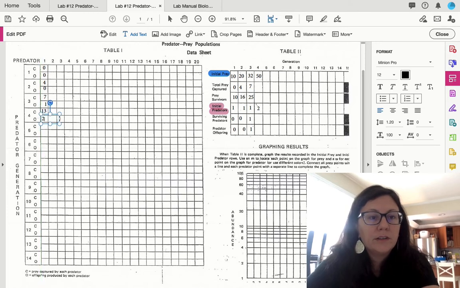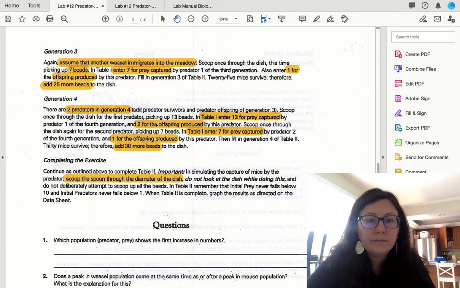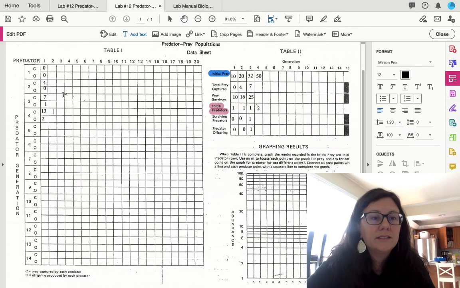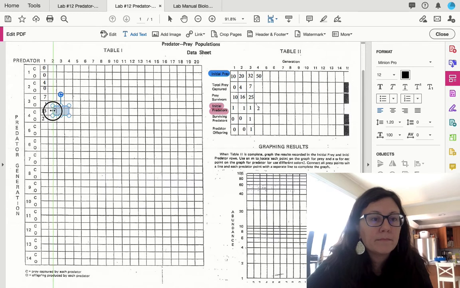I'm going to scoot this over because now this is going to be a little different because there's a second predator. This is the number of predators. There's a second predator. This predator scoops once through the dish and picks up 7 beads, so 7 mice. The second predator gets 7 mice. Sorry about this. And it can produce 1 offspring.